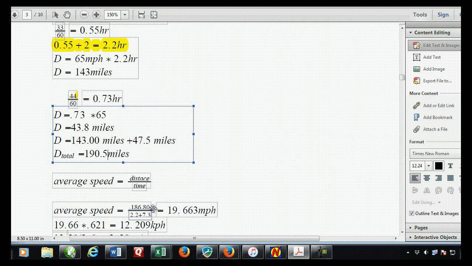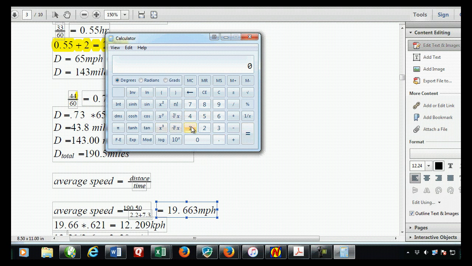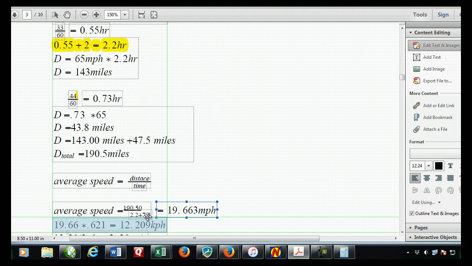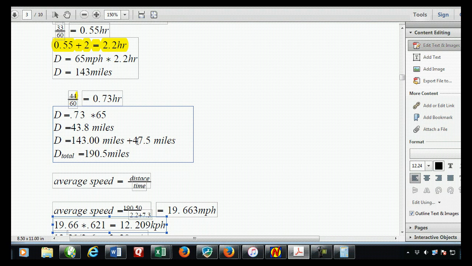Right? So now we're going to take that distance, change this to 190.5, divided by that time. Bring up the calculator again real quick, see what we get. I have 190.5 divided by 0.73 right here at the bottom. So we know that 0.73 was 43.8, was 47.5.